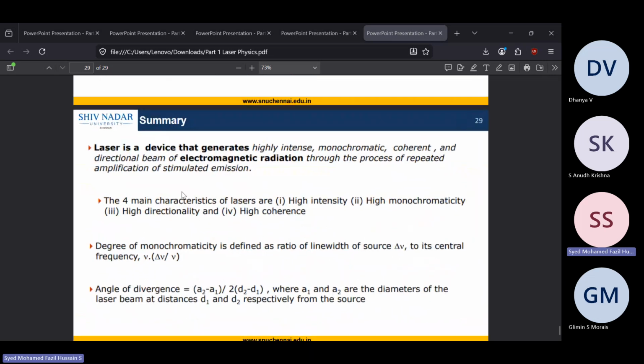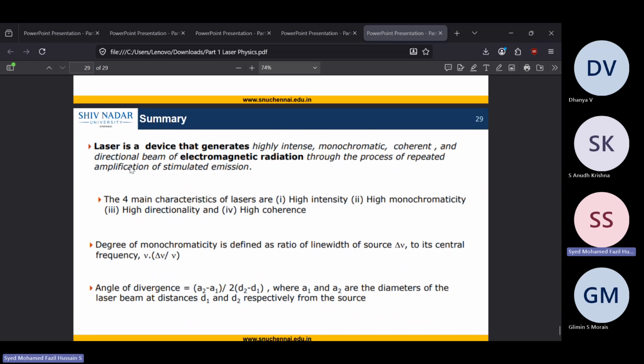So finally, we have a summary of the things that we have seen in the previous pages. A laser is a device that generates a highly intense, monochromatic, coherent, and directional beam of electromagnetic radiation. These are the main properties which define the laser, through the process of repeated amplification of stimulated emission. When we learn about the resonant cavity, we'll see what the repeated amplification is. The main characteristics are that it is highly intense, highly monochromatic, highly directional, and highly coherent. So these are the main four properties.